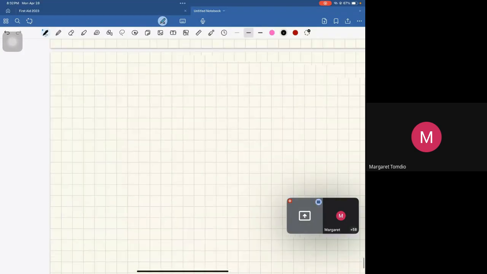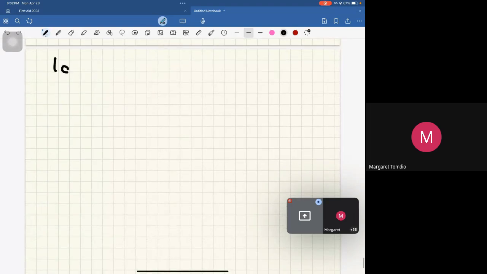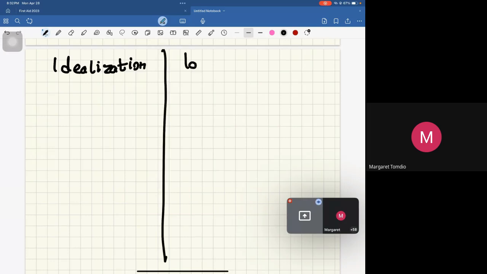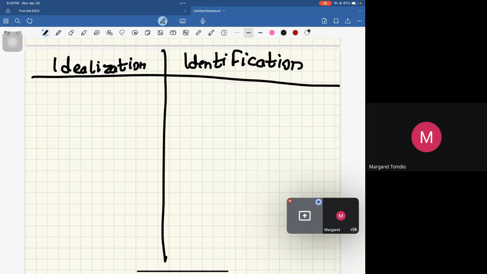So now again, two more things. The first one is idealization, and the second one is identification. So always remember the differences between the conflicting ones. Idealization and identification are the ones that get confused a lot. Regression and fixation get confused a lot as well. So what is idealization?